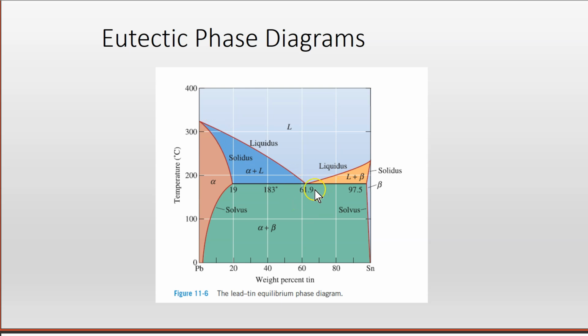Also, we can see that the melting point of the eutectic composition, which occurs right here, is lower than the melting point of either lead or tin. So we've created a metal with a lower melting point by alloying. And this can be very useful for creating solders for joining metals.